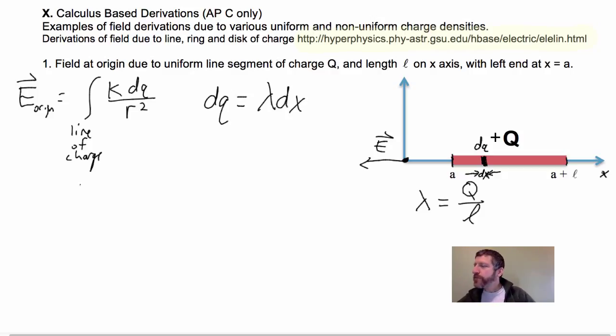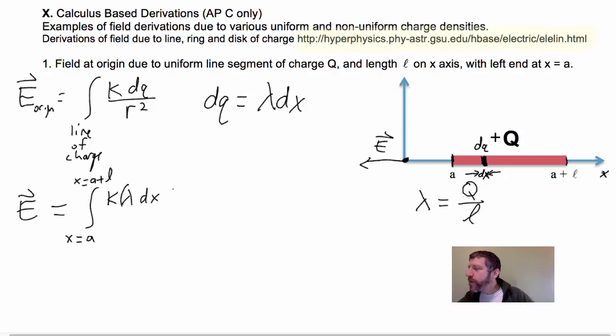So our E field is going to equal the integral, and how do I do this over the entire line of charge? X equals what to what? I'm going to start, the very least x is a. Notice that here's where I start, x is a, and then I'm going to go to x equals a plus L. That's the final x value over here. K lambda dx, that's dq right there.